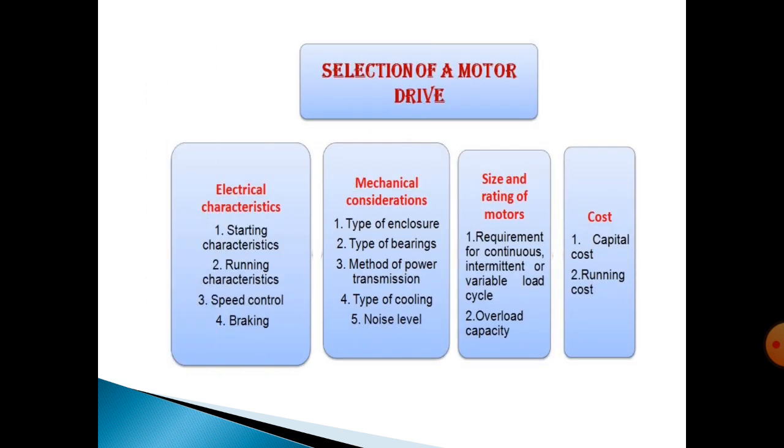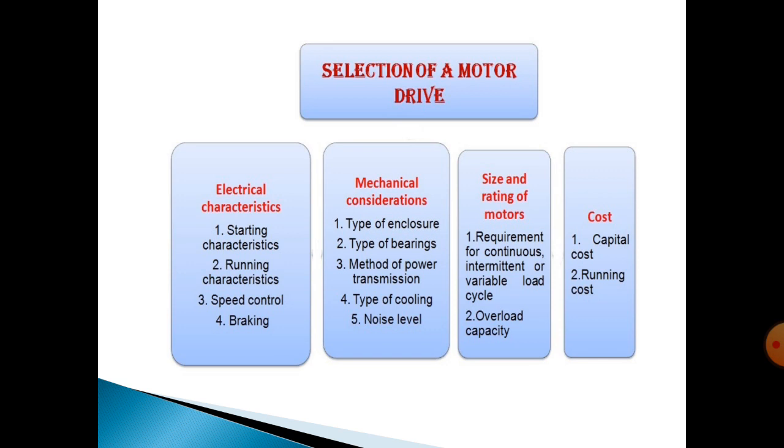And the next important topic is selection of a motor drive. In this point, an electrical drive consists of an electrical motor along with associated control and a mechanism for transmission of motion to the working machine. These are the important selections of electrical motors. The selection of a particular type of motor is influenced by its speed torque characteristics, which must match with the speed torque characteristics of the individual load. That means it's a motor load.